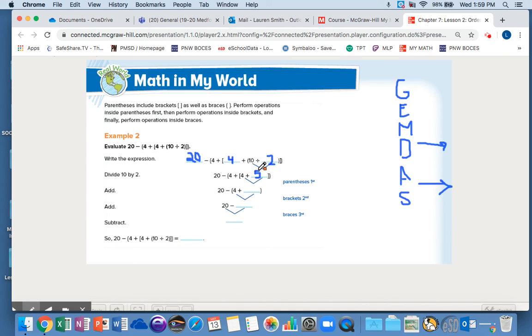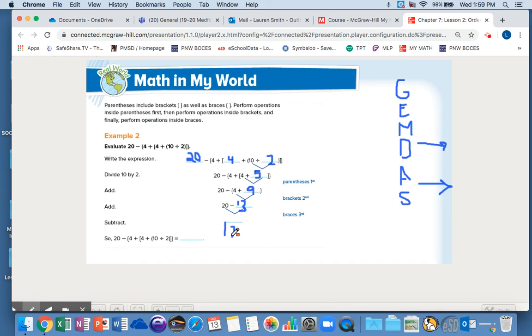Awesome. Now, that was in this parenthesis. Now inside this bracket, you have 4 plus 5. So we have to do 4 plus 5, which is 9. Now again, inside this bigger bracket, you still have this 4, and it becomes 4 plus 9. So that's 13. Then you have to do the subtraction. So 20 minus 13 is 17.